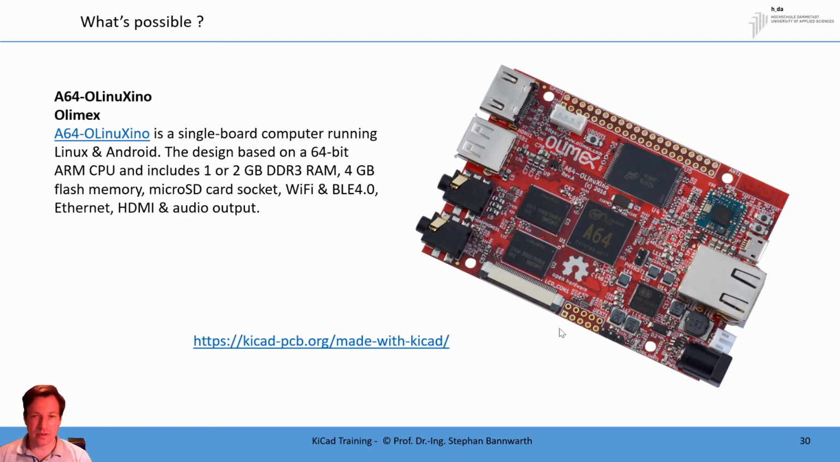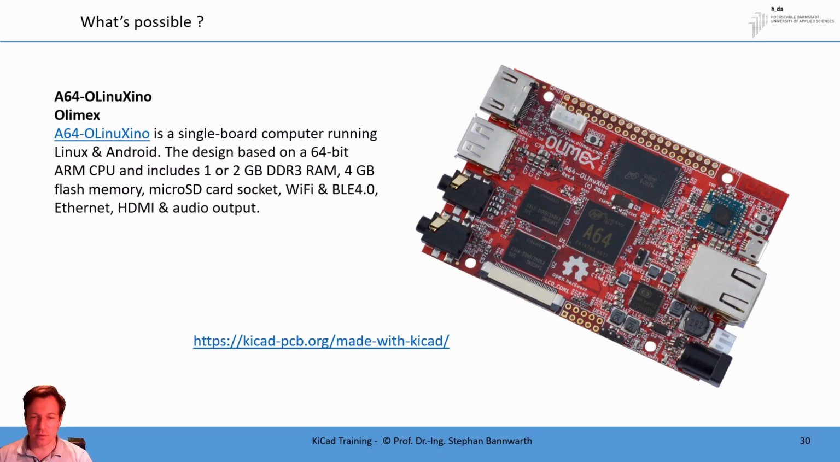Now I want to show you what's also possible. Here you see the A64 Linux Xenu board. It's a 6-layer single computer board with its peripherals and some connectors here. And it's a 6-layer design, and you can find this design and other designs as examples on the KiCad webpage. This is a very interesting resource for you.